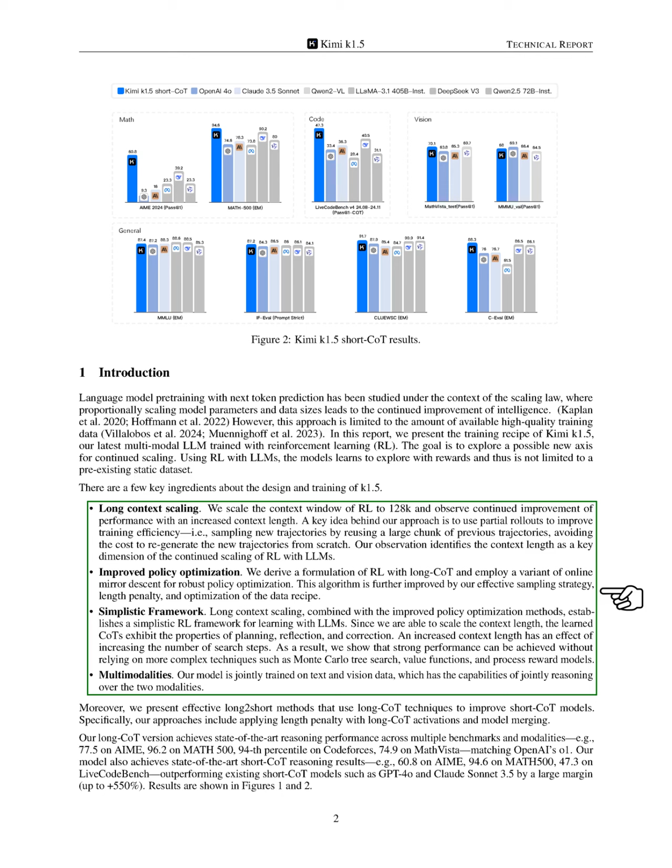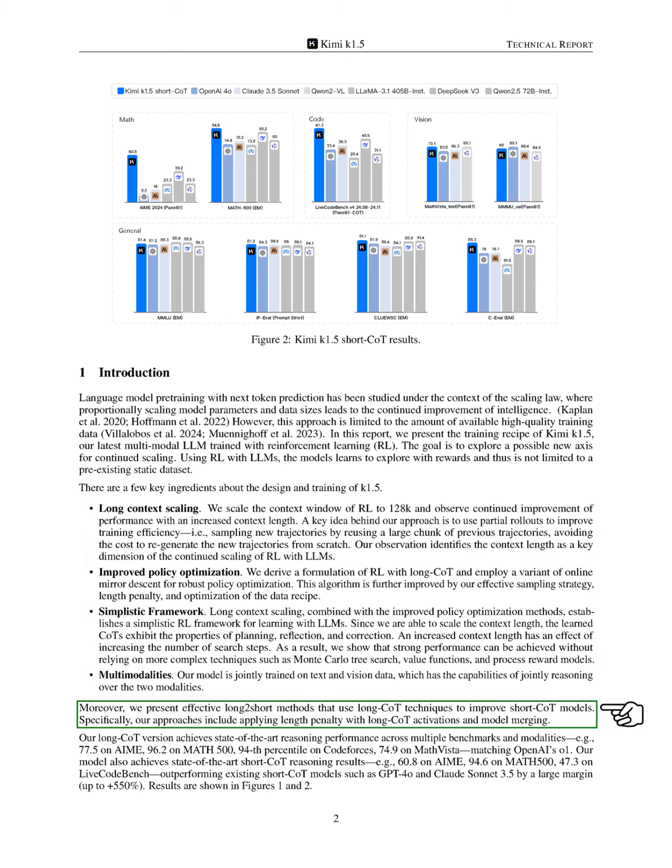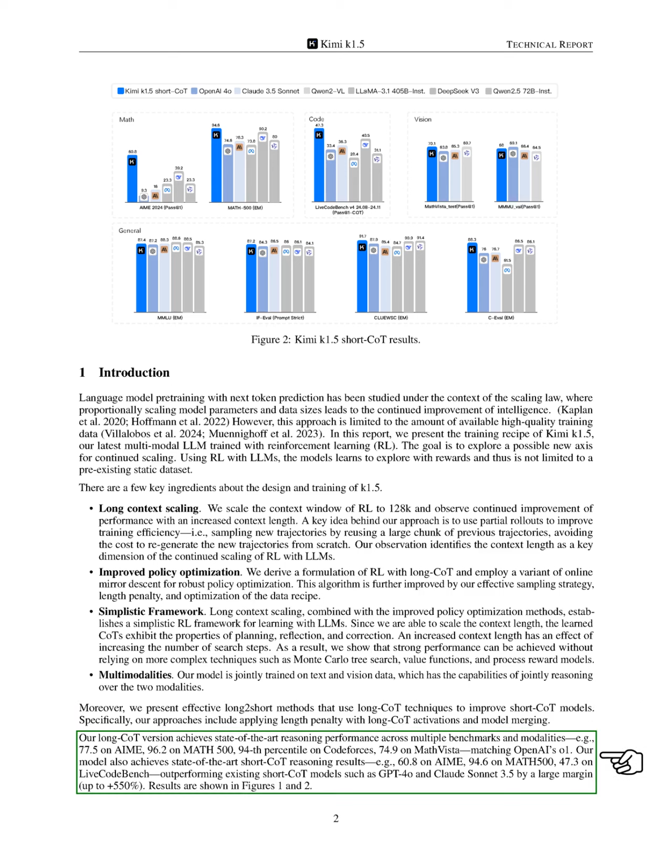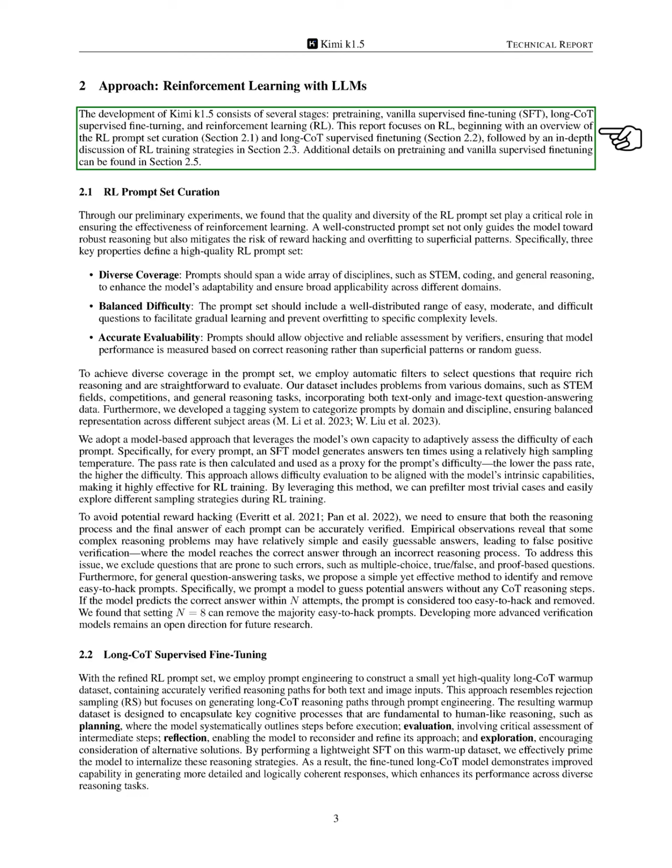Additionally, our model is trained on both text and vision data, allowing it to reason across these modalities. We implement long-to-short methods that leverage long context techniques to enhance short context models. Our long context version achieves top reasoning performance on various benchmarks, matching or exceeding results from other models. The development of Kimi k1.5 involves several stages: pre-training, standard supervised fine-tuning, long context supervised fine-tuning, and reinforcement learning.